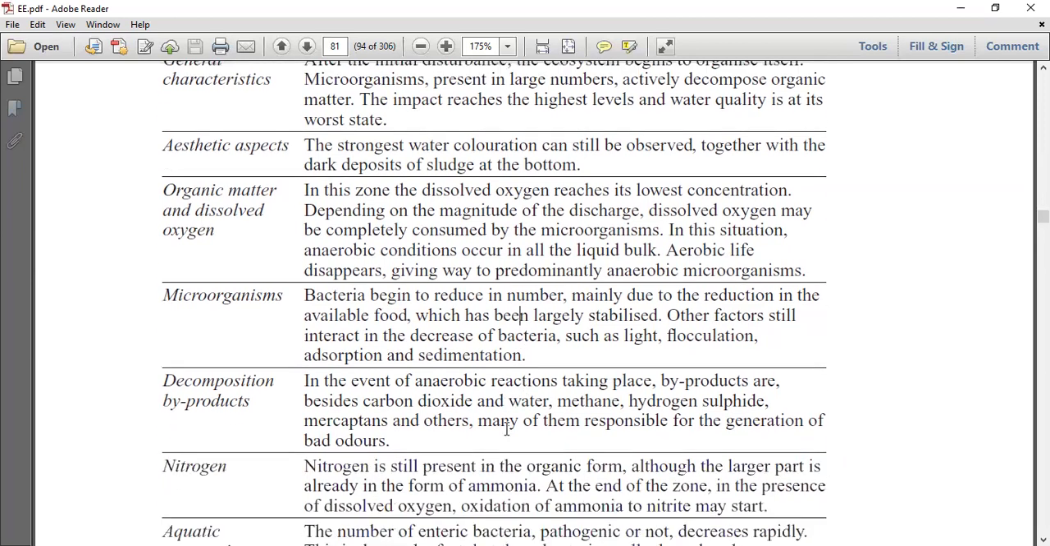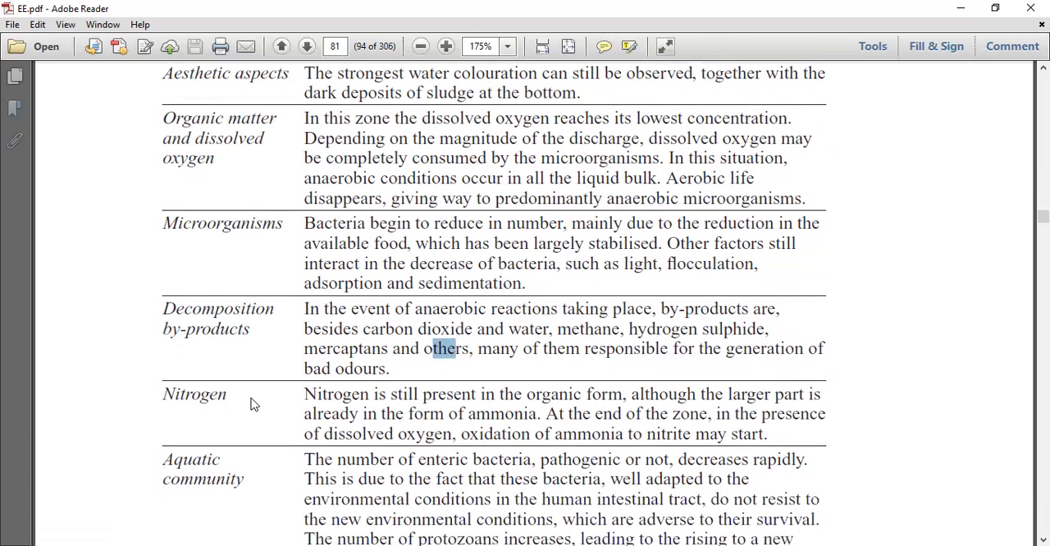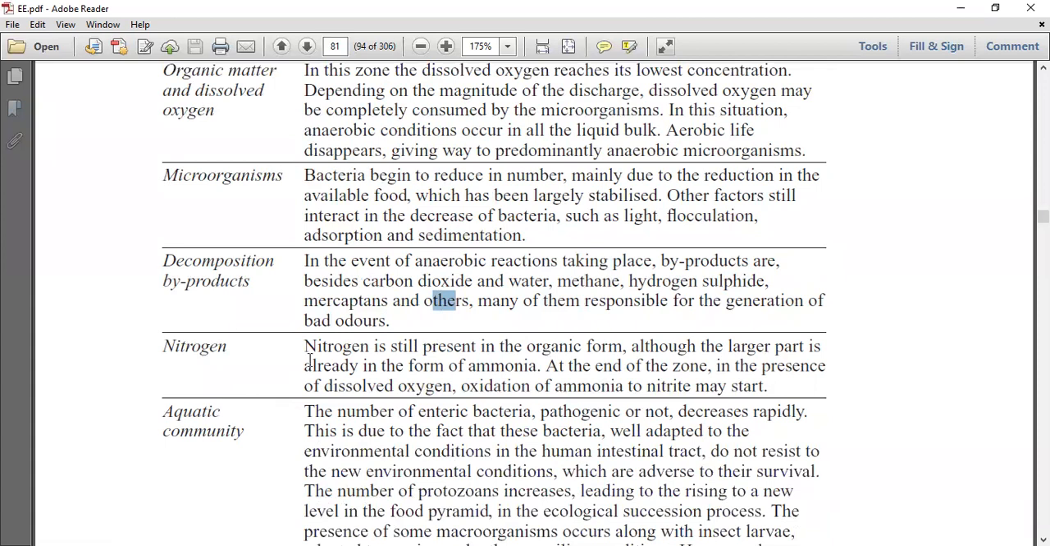Decomposition byproducts: in the event of anaerobic reactions taking place, the byproducts, besides carbon dioxide and water, are methane, hydrogen sulfide, mercaptans and others, many of them responsible for the generation of odor. Nitrogen: nitrogen is still present in the organic form, although the larger part is already in the form of ammonia. At the end of the zone, in the presence of dissolved oxygen, oxidation of ammonia to nitrate may start. Aquatic community.